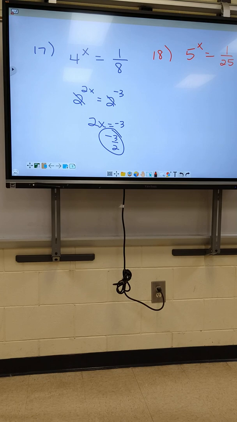Move it up to the top. Actually, 18 is really easy. Mark your 5s out. Okay, when you mark the 5s out, and then bring down all your exponents, you'll just bring down x equals -2.